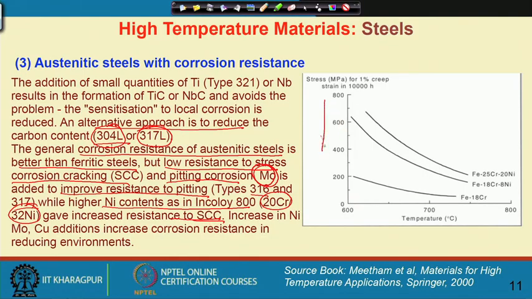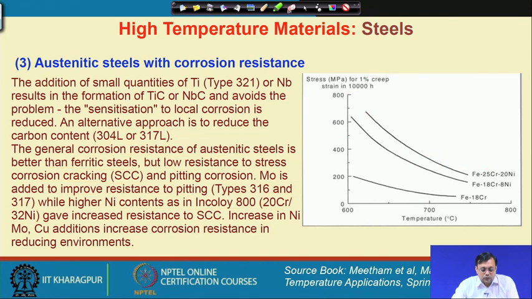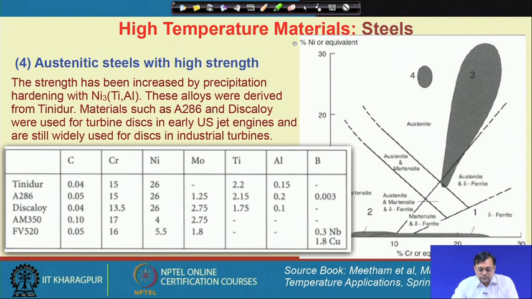So, only to avoid these general engineering problems, and it is for sure that for 1% of creep strain for, let us say, 10 to the power 4 hours, these 25 chromium 20 nickel steels give us a higher strength level as well as a higher operating temperature. So, these austenitic steels with a high corrosion resistance are also important for this high temperature application.